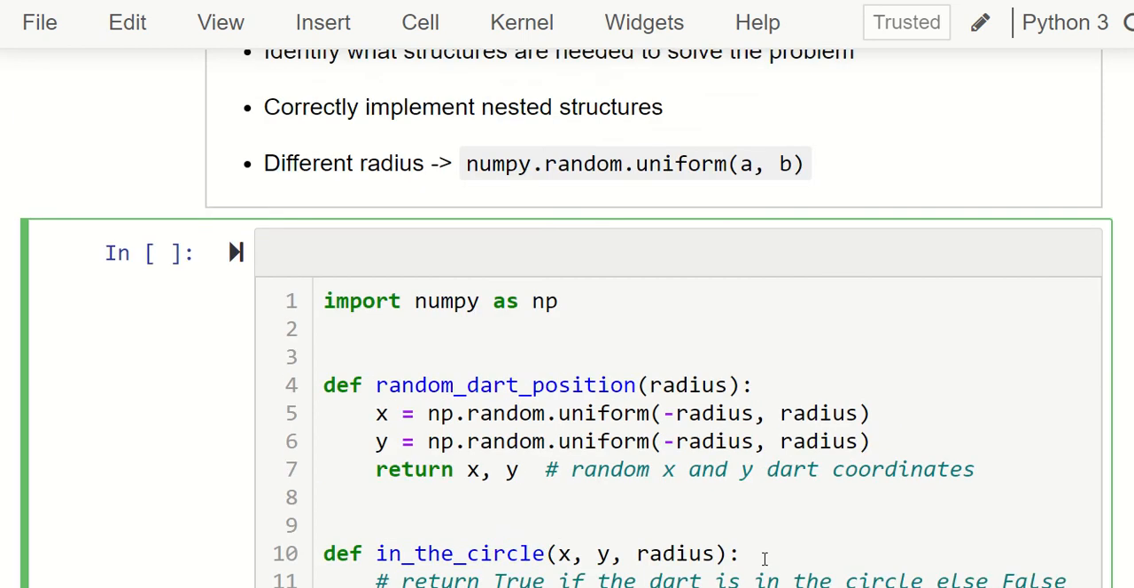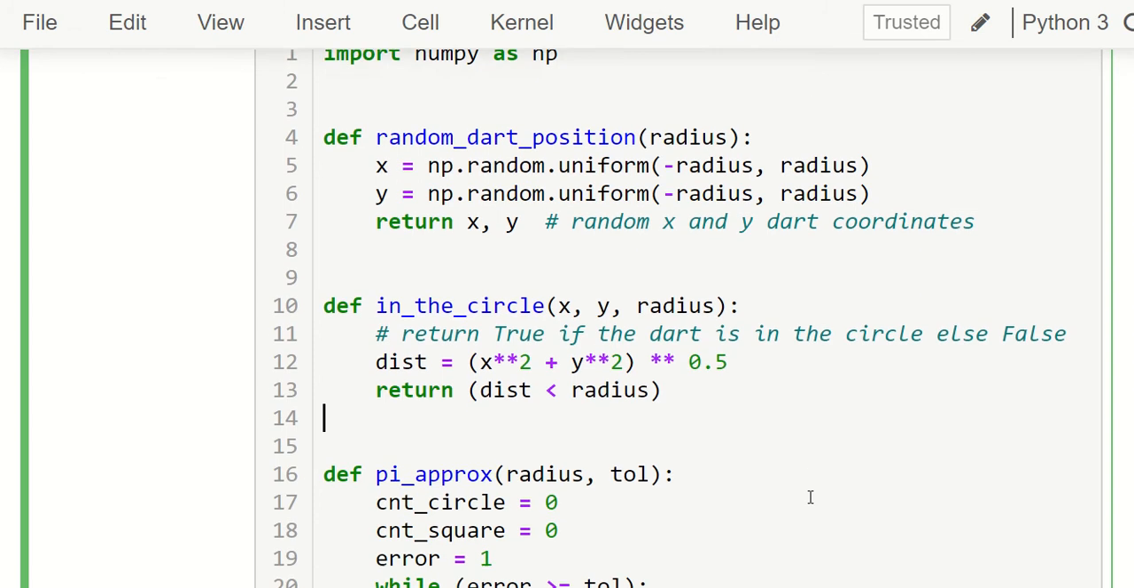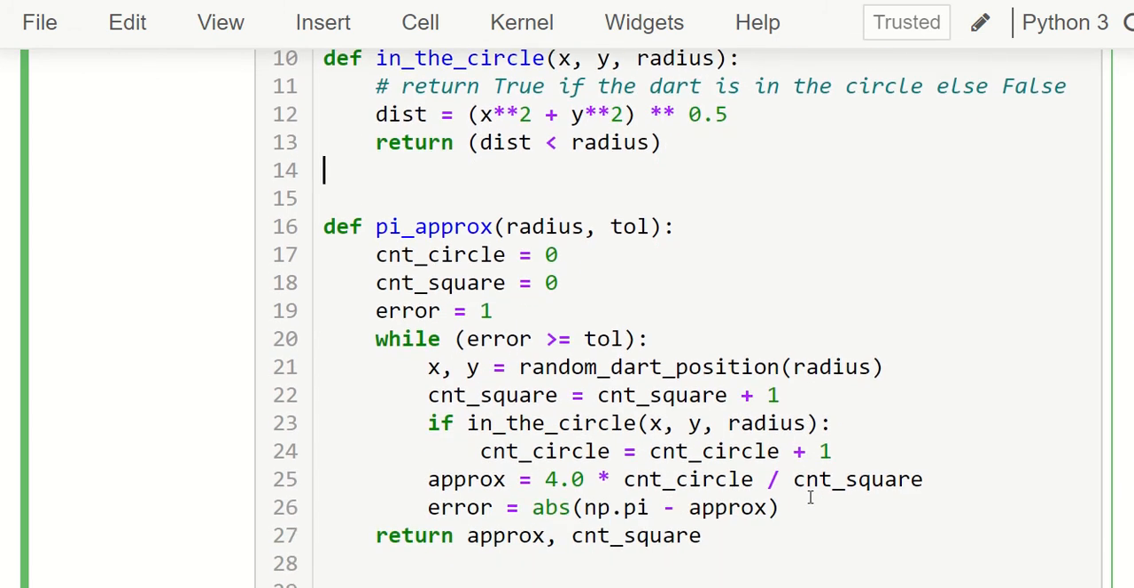This function is then used to determine whether it's inside the circle. Now let's look at the main function. It's not the main program, like in the previous example, the guessing game. We have three functions. We've got a main function that calls the other two functions, and then we've got the main program that calls the main function.